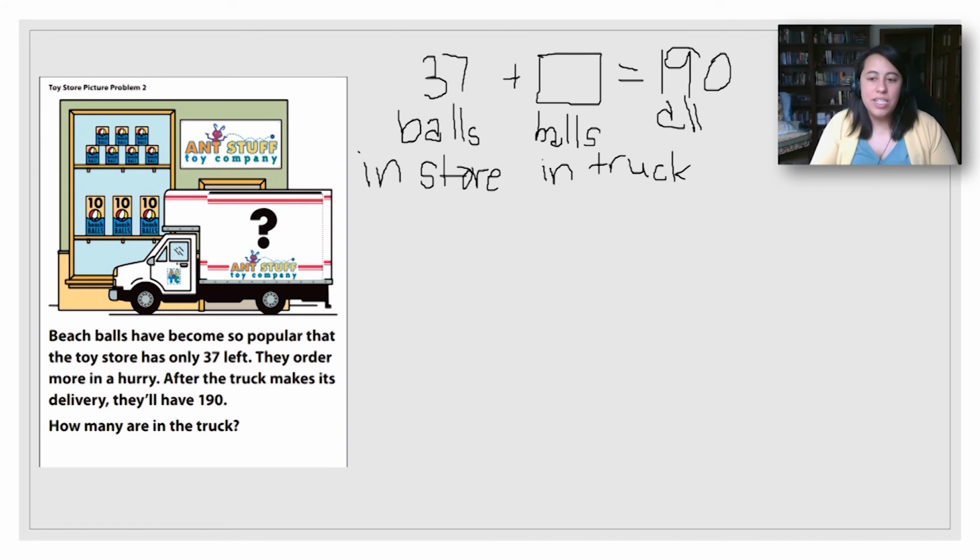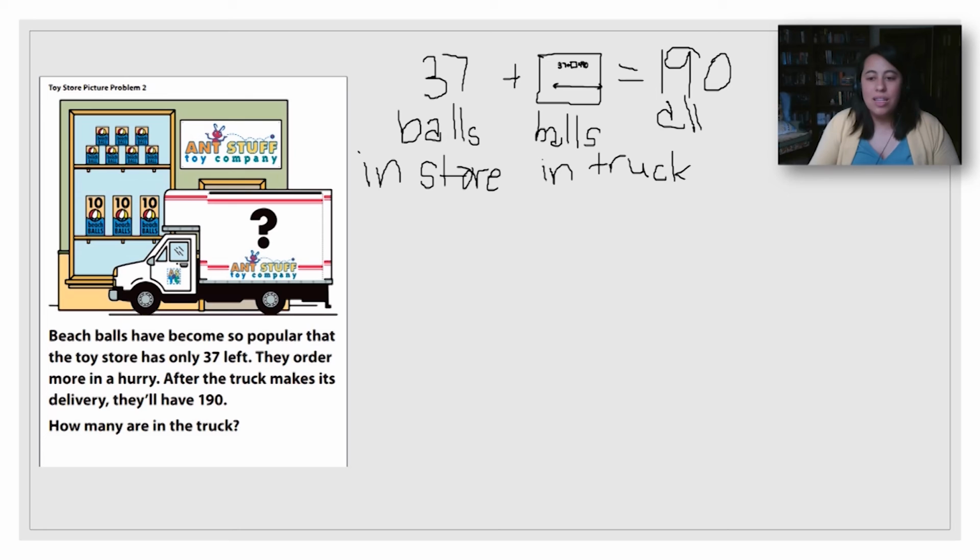So here's an equation that shows how I thought about the problem. 37 plus something equals 190. You might have also thought of it as subtraction, which is totally fine because we are trying to find the difference between 37 and 190. What will go with 37 to make 190?